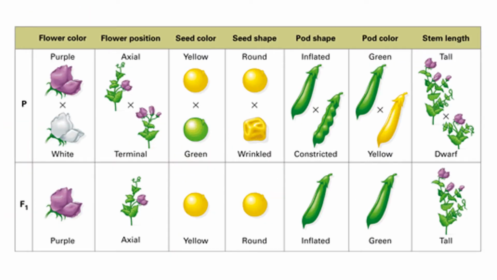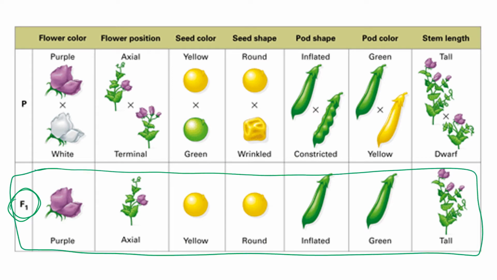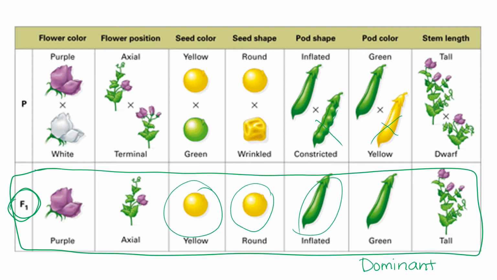So you can see in the F1 generation, this particular row shows all of the dominant characteristics. So we've got tall plants are dominant to short plants. Green pods are dominant to yellow pods. The inflated pod is dominant to constricted. Round and yellow peas dominated over green wrinkled peas, and so on and so forth.